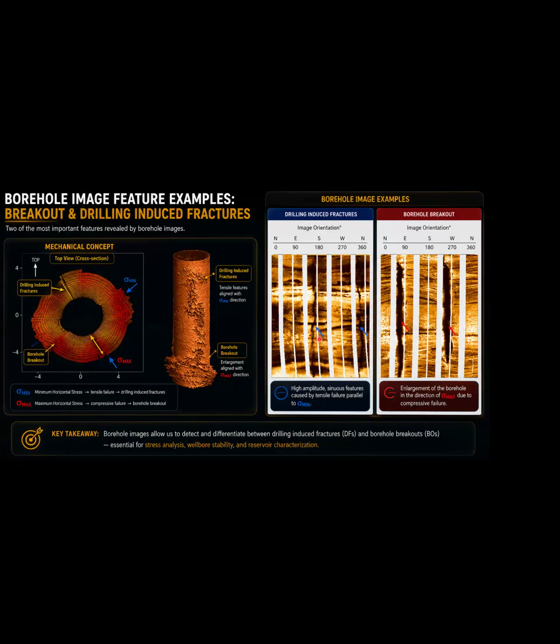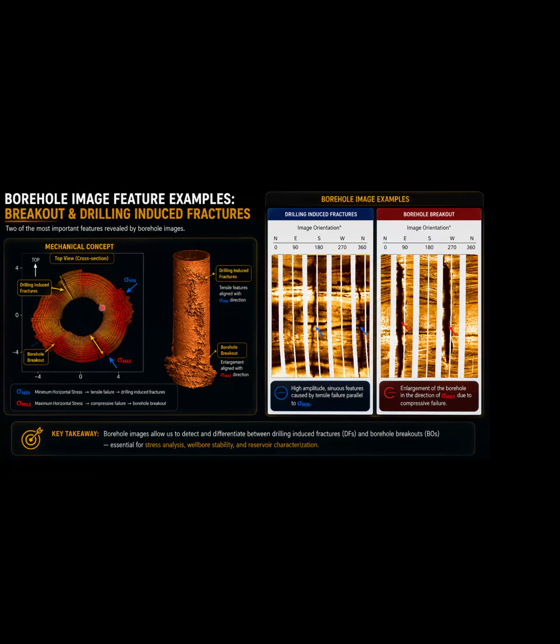So this is regarding the drilling induced fractures and breakouts. Simply, both of them are failure or deformation in the borehole. We are not talking about geology now. This is not geological features. It's borehole features.